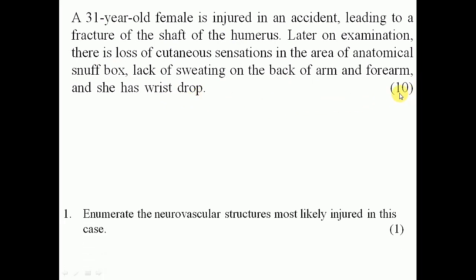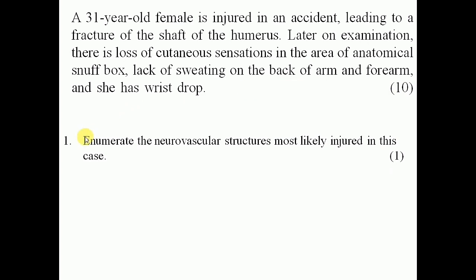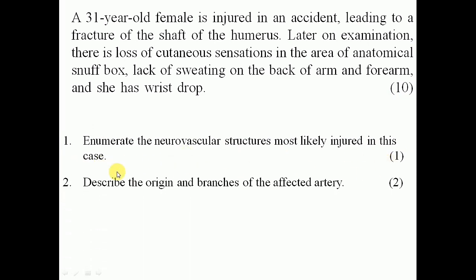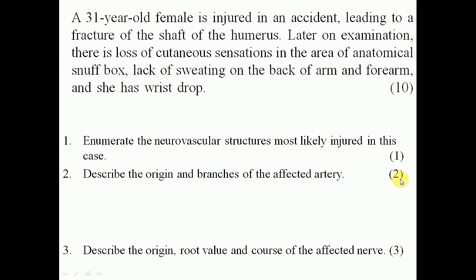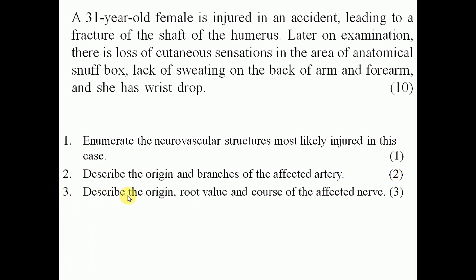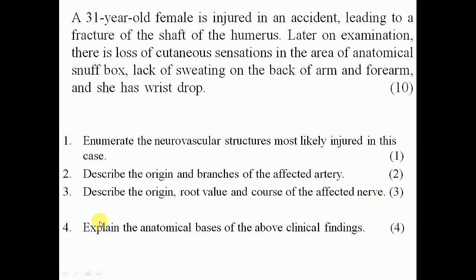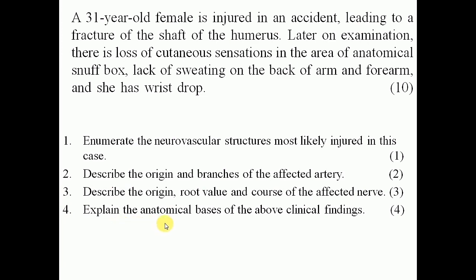The questions related to it are: 1. Enumerate the neurovascular structures most likely injured in this case, which is 1 mark. 2. Describe the origin and branches of the affected artery, which is of 2 marks. 3. Describe the origin, root value and course of the affected nerve, which is of 3 marks. And 4. Explain the anatomical basis of the above clinical findings, which is of 4 marks.